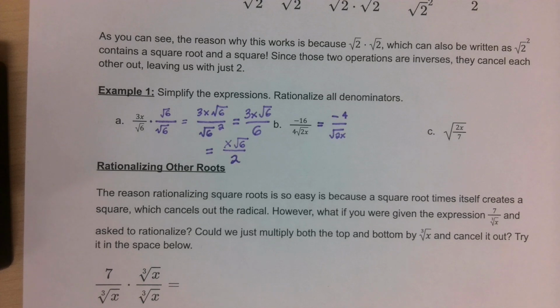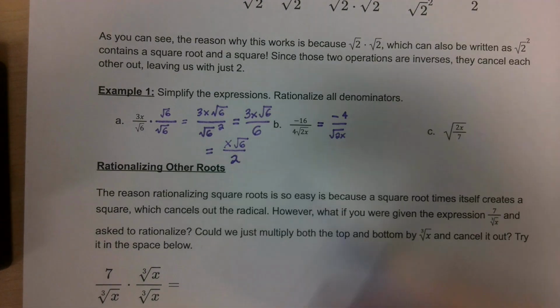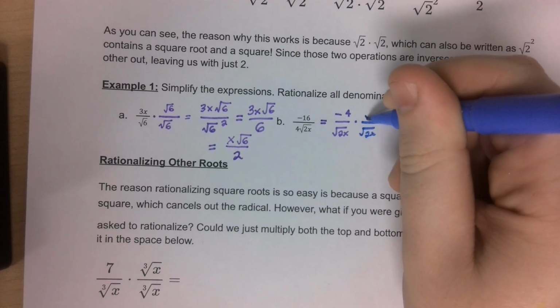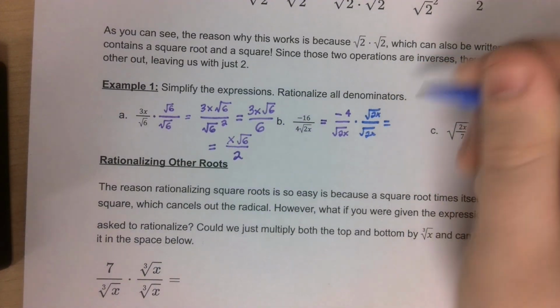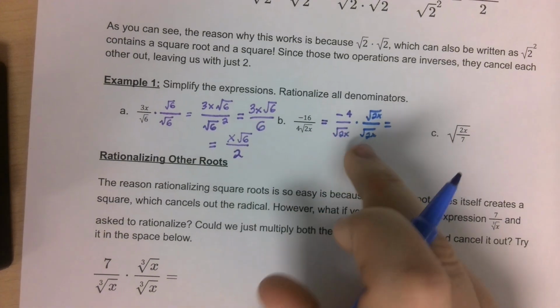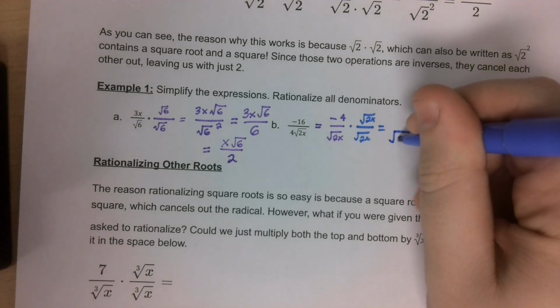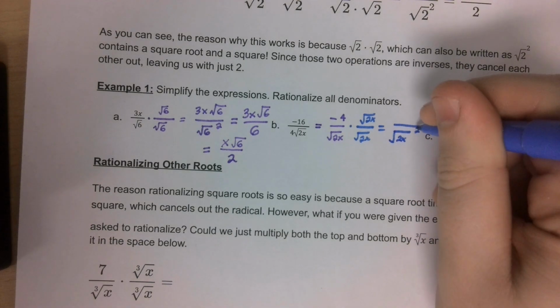Can you figure out how to rationalize this one? Pause the video and try it out. Hopefully we see that rationalizing this would require us to multiply by the square root of 2x. The reason is, since there are 2 copies of it, and it's the square root, this will be like the square root of 2x squared.